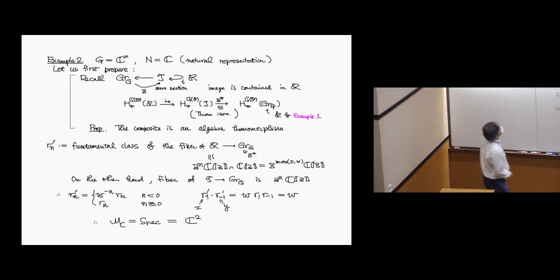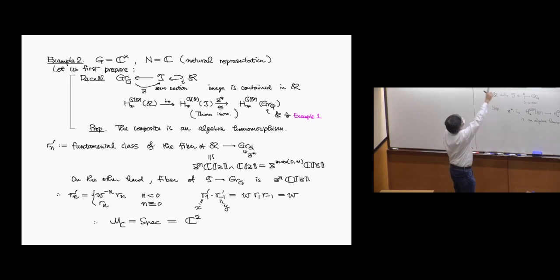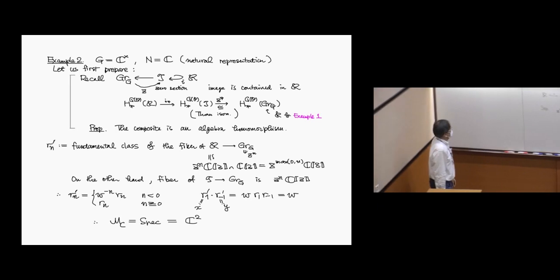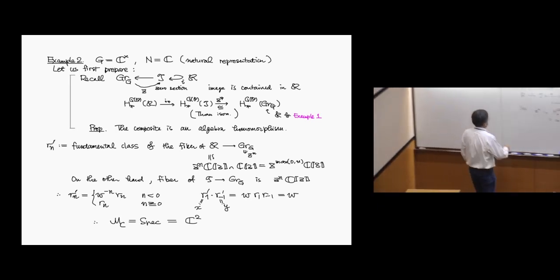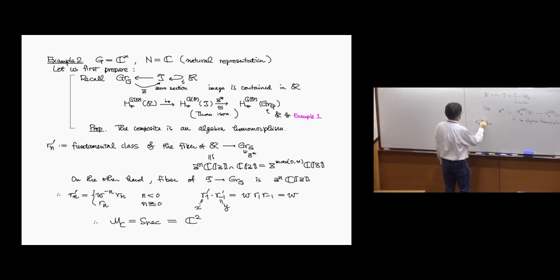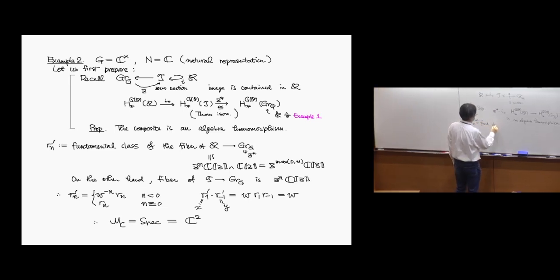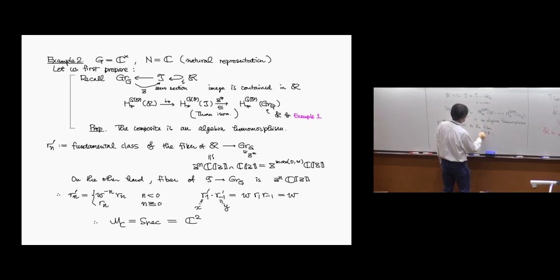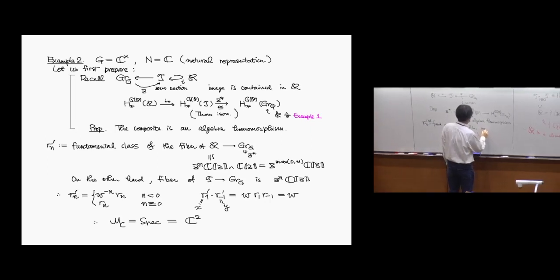So then, what is the definition? I define Rn, coming from the previous example. Rn is a fundamental class of the affine Grassmannian, or the point z to the power n. Then Rn prime, I define this as a fundamental class of a fiber R over d to the power n.